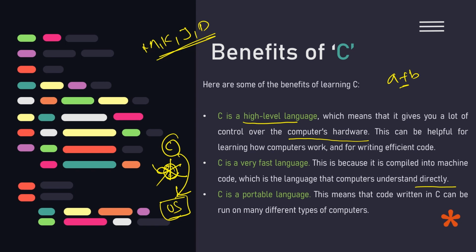Okay. C is a portable language. This means the code written in C can be run on many different machines or computers. See, for example, Rakesh wrote one code and he wants to share it with Suresh. Suresh has no need to write the entire code; he can share the code. Like if a developer developed PUBG, you don't need to develop the entire PUBG code. You can utilize it by sharing the code through Play Store or Gmail, some ways. This is nothing but portable.